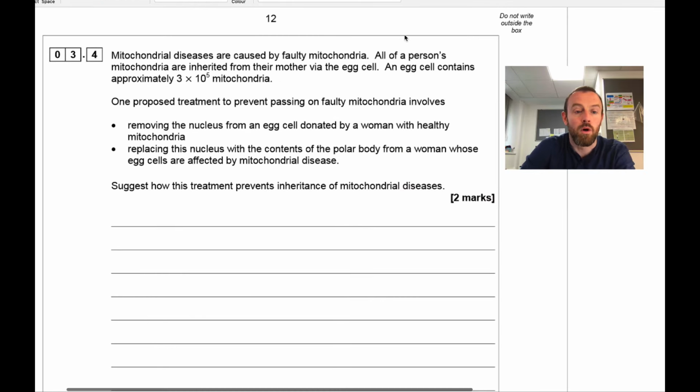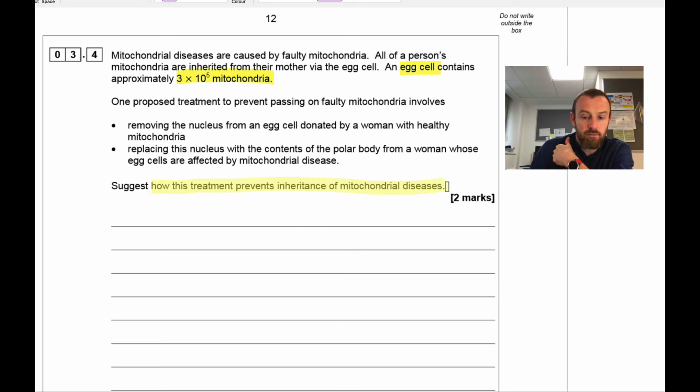Okay, 3.4. Mitochondrial diseases are caused by faulty mitochondria. All of a person's mitochondria are inherited from their mother via the egg cell. This is probably something you should know anyway. An egg cell contains approximately 3 × 10⁵ mitochondria. A proposed treatment to prevent passing on faulty mitochondria involves removing the nucleus from an egg cell donated by a woman with healthy mitochondria, replacing this nucleus with the contents of the polar body from a woman whose egg cells are affected by mitochondrial disease.